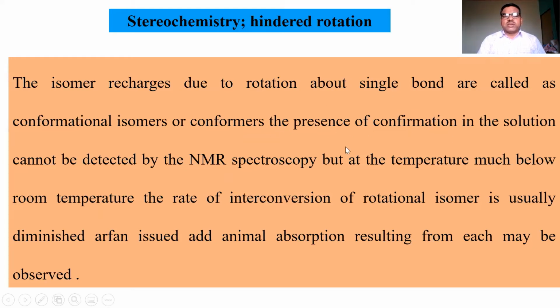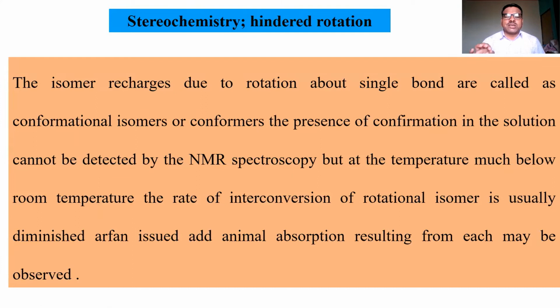The presence of conformations in solution cannot be detected by NMR spectroscopy. Now, to explain eclipsed and staggered conformations: when this carbon atom has a zero bond angle between these two groups, it is called eclipsed conformation. And when this angle is 60 degrees, not 0 degrees, it is called staggered conformation.